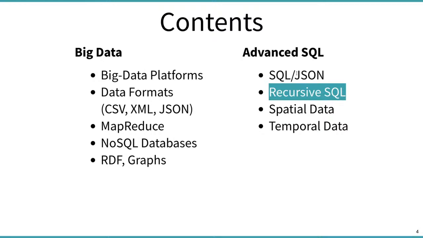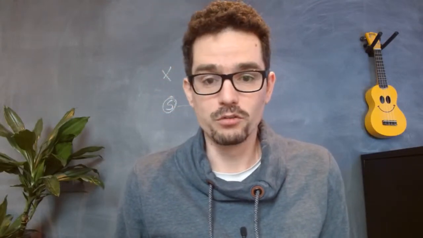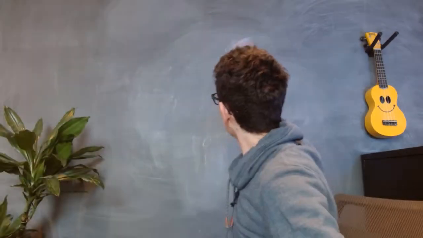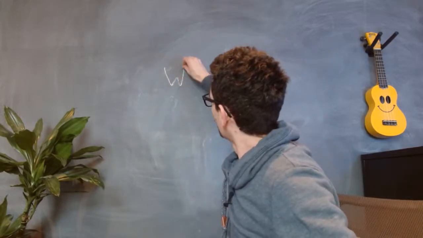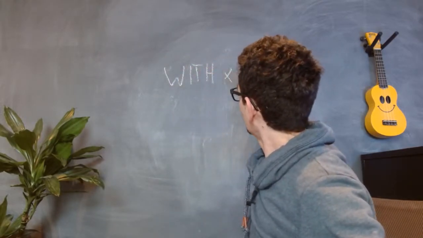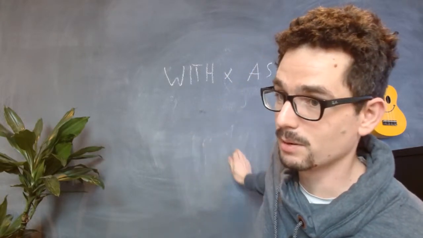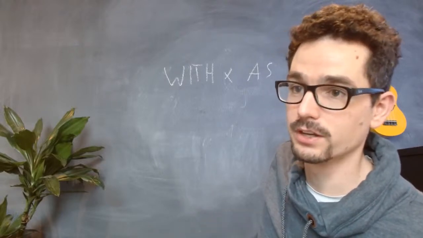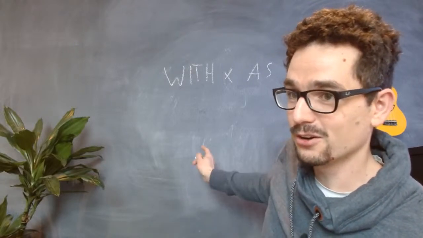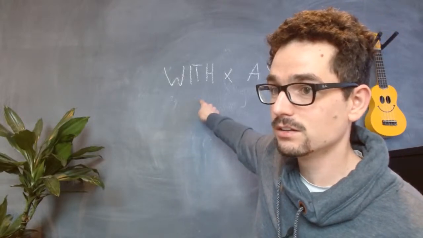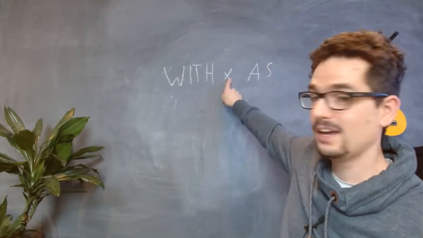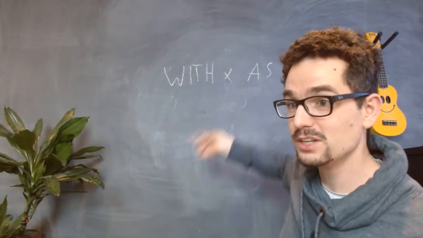Recursive SQL is something interesting. Think of a view or a common table expression. So you know common table expressions, with X as, and then you write a select query here. Select blah, blah, blah, and then your main select query says from X. And now recursive SQL means that in this inner subselect here, you use X as itself. So it recursively queries itself.